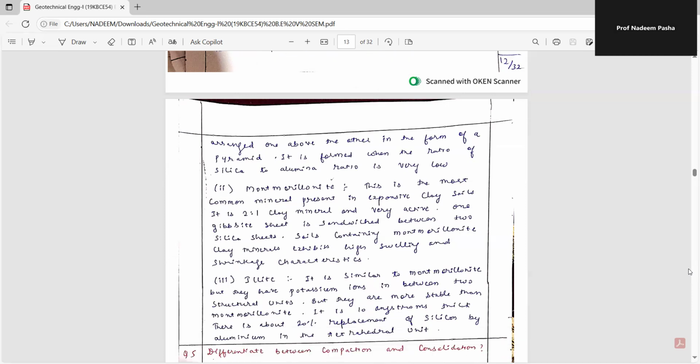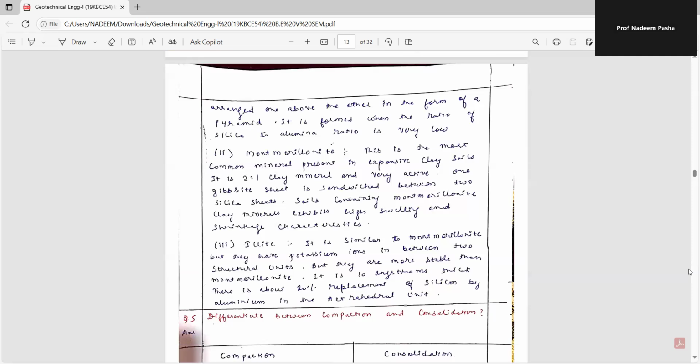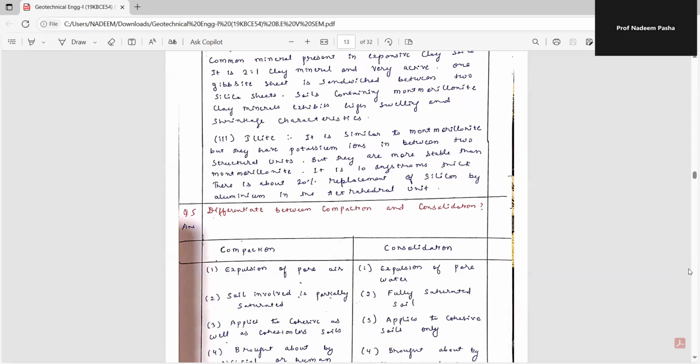Illite. It is similar to montmorillonite, but it has potassium ions in between two structural units, so it is more stable than montmorillonite. It is 10 Angstrom thick. There is about 20% replacement of silicon by aluminum in the tetrahedral unit.